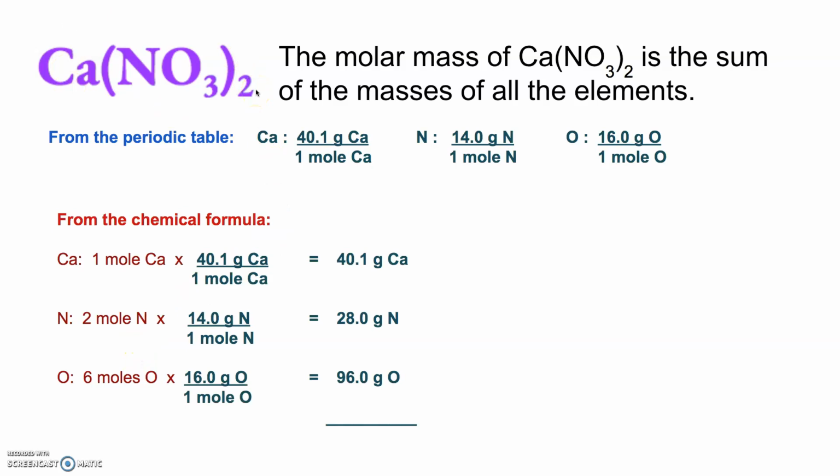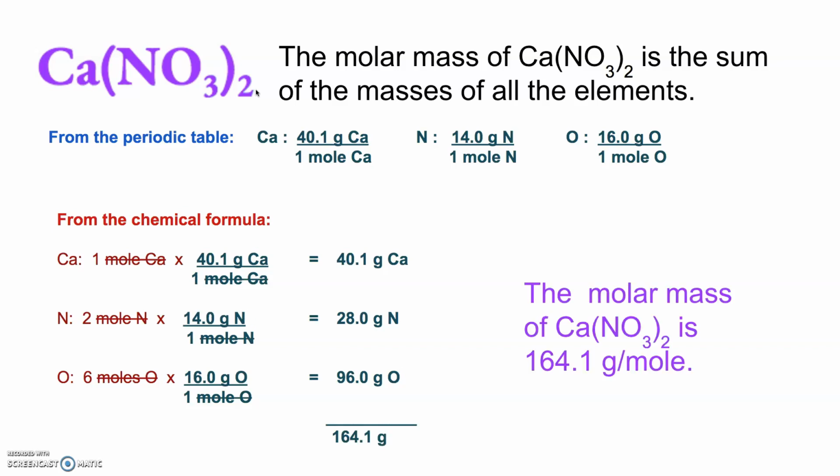Let's use our molar mass of each element as a factor. Here's how the units cancel out. We multiply to find the number of grams of each element in a mole of the compound. We add the number of grams together to find out the molar mass of the whole compound. 1 mole of calcium nitrate has a mass of 164.1 grams.